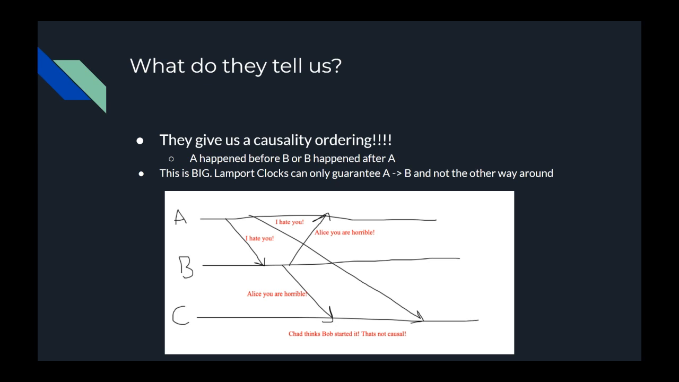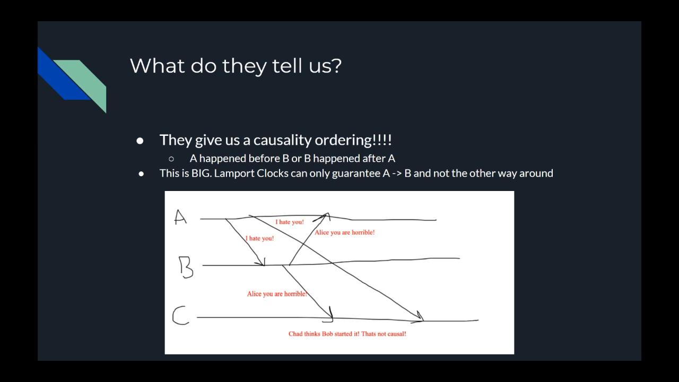An example of something that would be a violation of causality ordering, in this little fun diagram I drew, is Alice tells Bob and Chad, or Charles, however you want to think of it. We'll say Chad in this example. Alice tells Bob and Chad that I hate you.